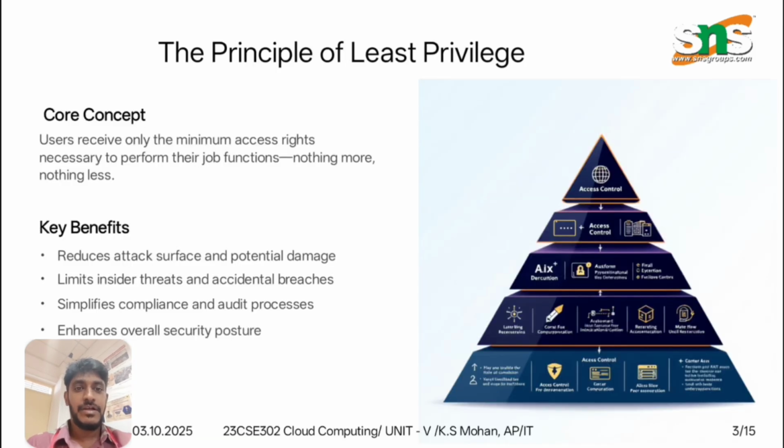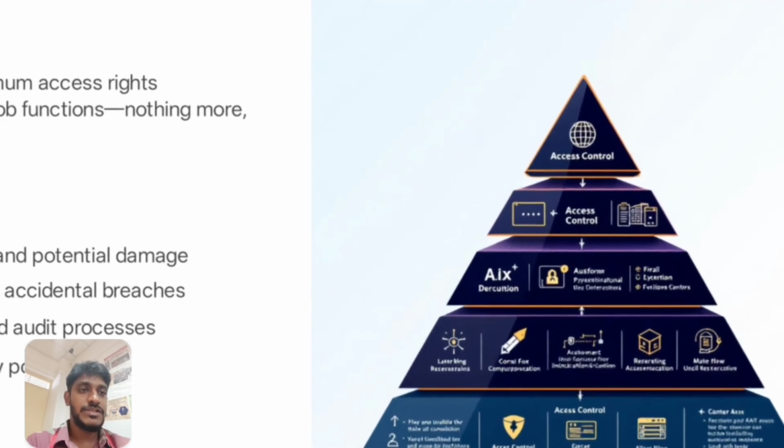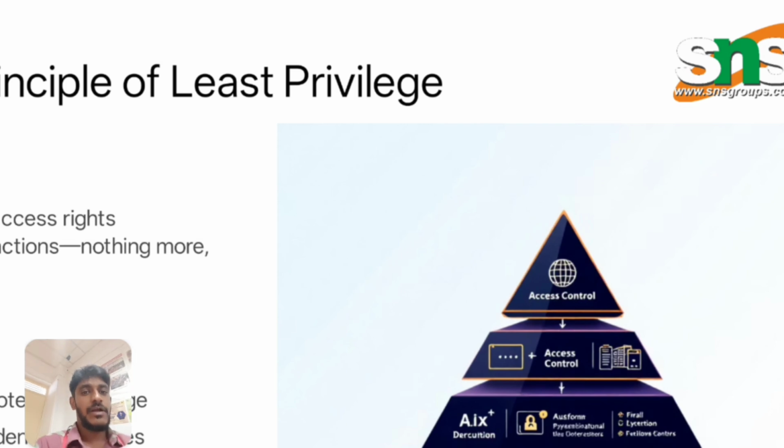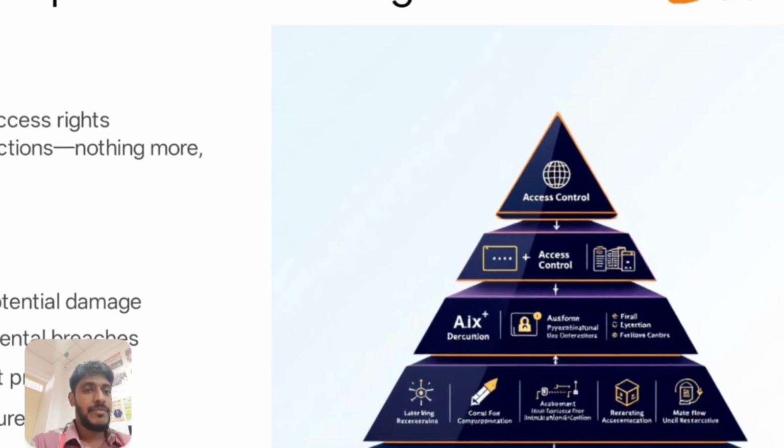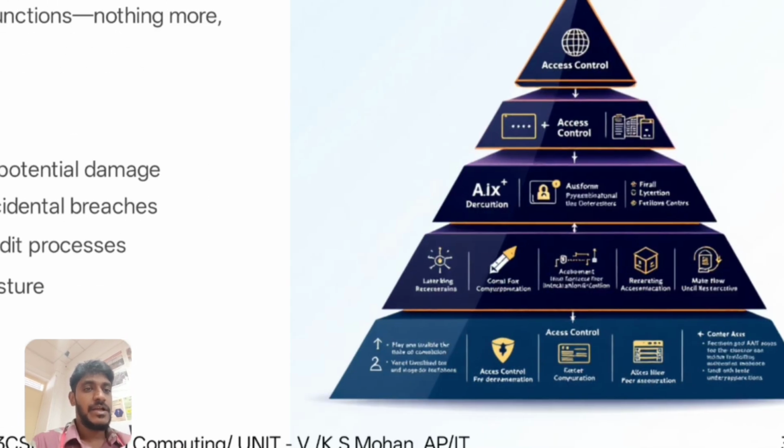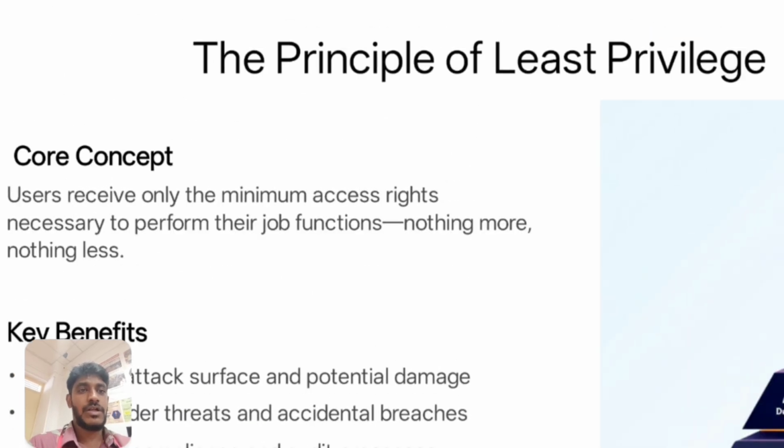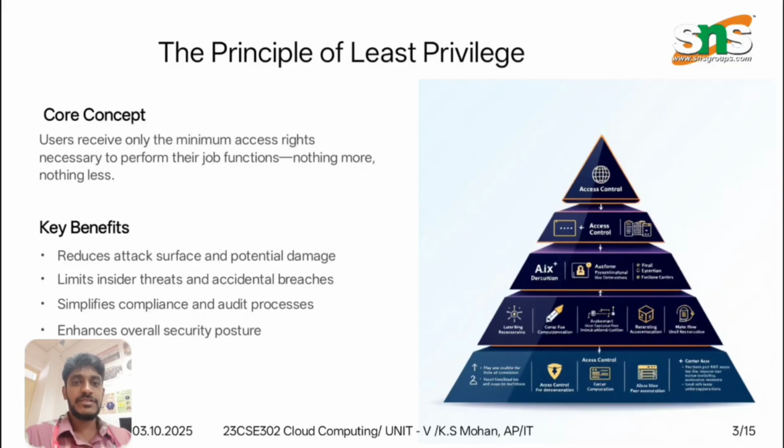Here we are discussing privileges. What are the different privileges we are using? The core concept behind this is how users receive only the minimum access rights. In the picture we can see access control, followed by different kinds of things connected. The core concept behind the principle of least privilege is that users get only the minimum access rights to perform their job functions, nothing more and nothing less. That is the main thing.